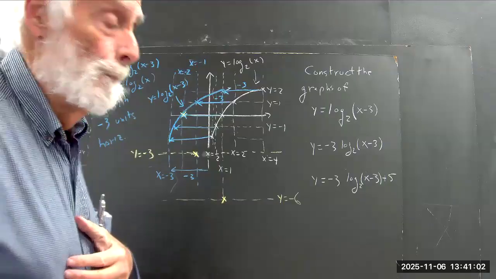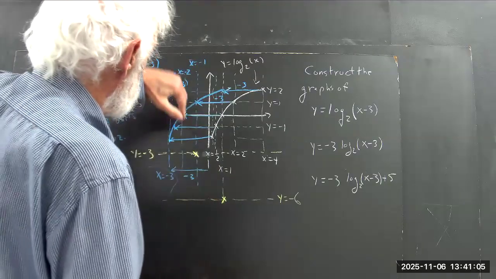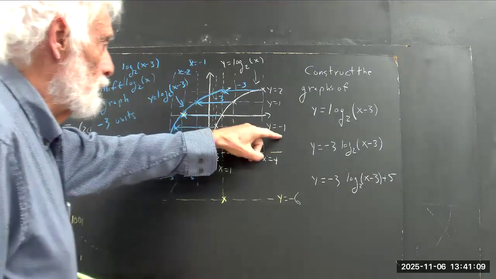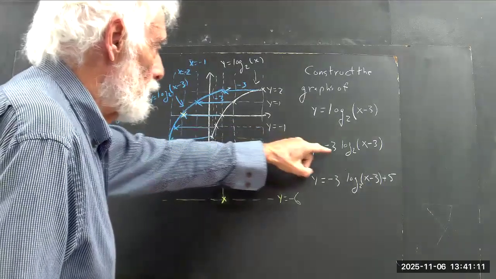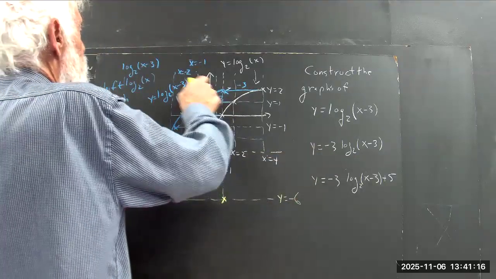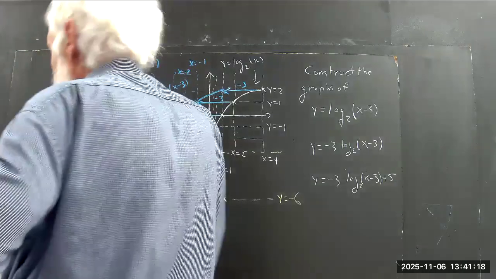Okay. So now we've got these points and there's a curvature. But what's going to happen to this point? This is at y equals -1. Multiply that by -3, we're going to get y equals +3. So things are getting a little bit messy.